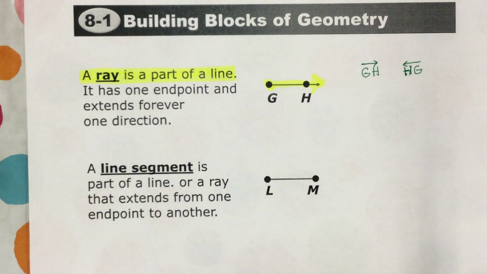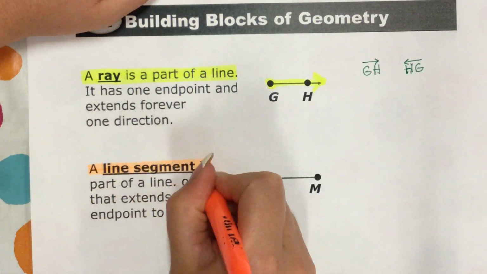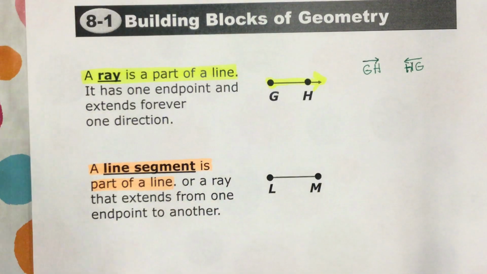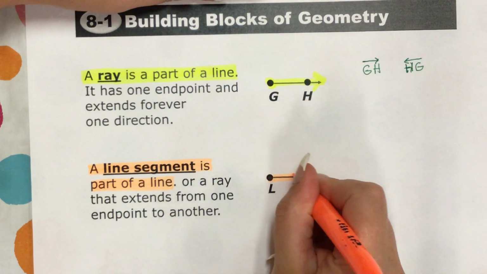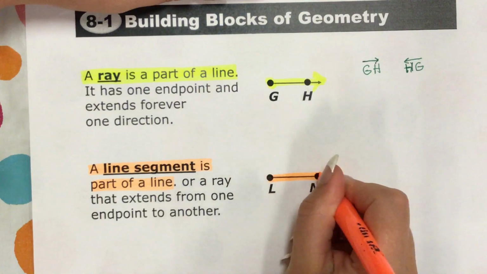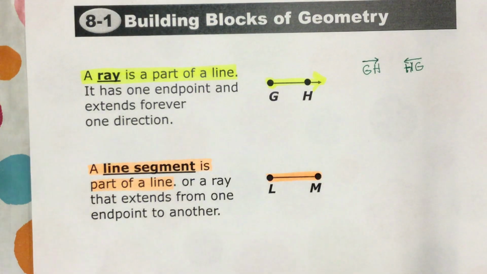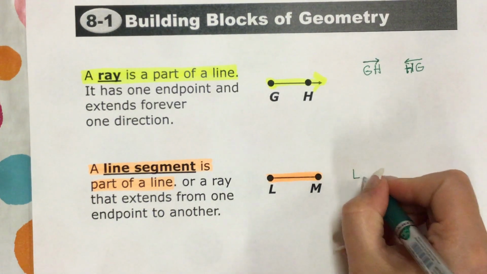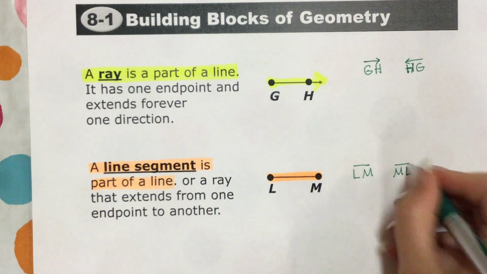Okay, a line segment is a part of a line or a ray that extends from one endpoint to another. So it doesn't extend forever in either direction. It just goes, here's the endpoint, and it just goes there and stops, or it starts here and goes here. So it just is within these two endpoints, okay? So that is just a segment of either a line or a ray called a line segment. And we can write this symbol as LM, and then we just put a little line segment on top, or ML, and we put another little line segment on top.